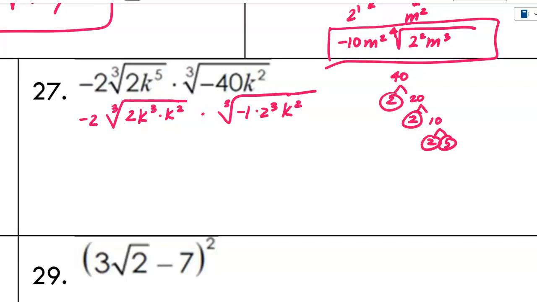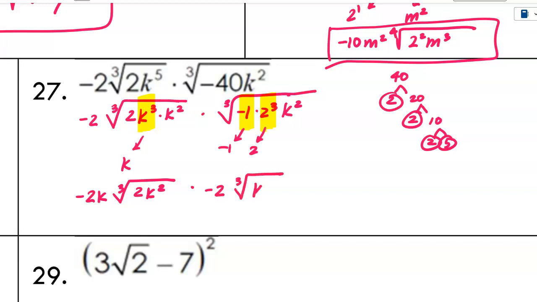Okay, so let's see what can come out. We have a k that can come out, 1k, so it's -2k, and the cube root of 2k squared. Here, the -1 could come out because it's cube root. -1 times -1 times -1 is -1. And also the 2 can come out. So a -1 comes out and a 2 comes out. So that becomes a -2. And what has to stay in is a k squared.